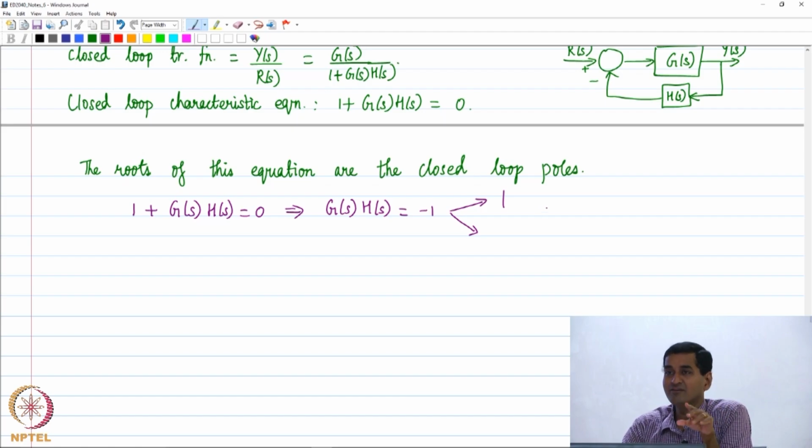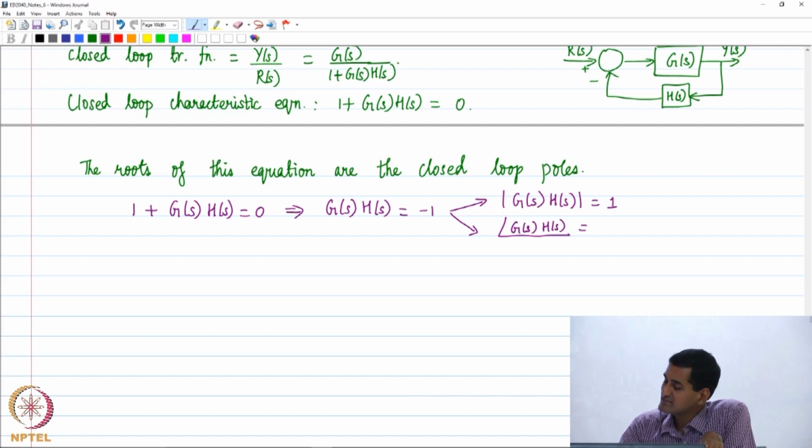So, if I have g of s h of s equal to minus 1, that means that at that value of s, the magnitude of g of s h of s should be equal to 1, and the phase of g of s h of s should be equal to 180 degrees. In general, we write it as plus or minus 180 degrees times 2k plus 1, so that is the general way of writing it. Essentially, we are saying that it is an odd multiple of 180.